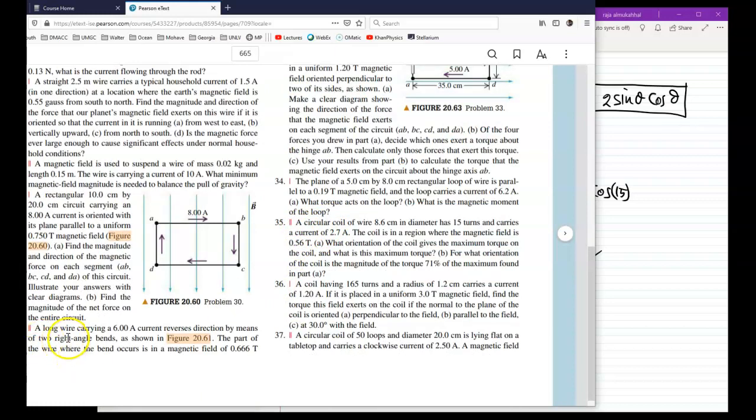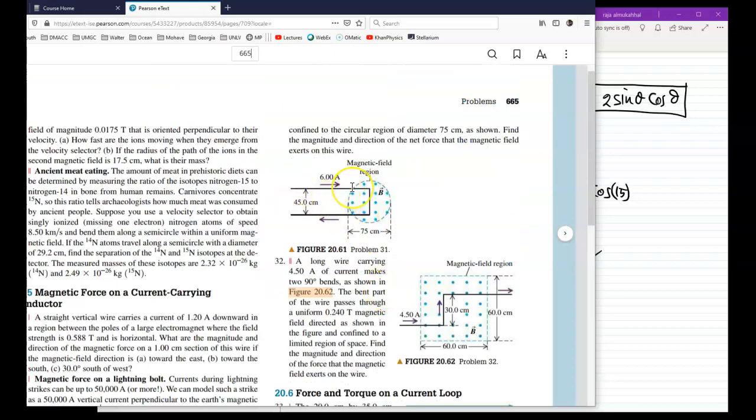He says a long wire carrying 6 amp current reverses direction by means of 2 right-angle bends. See, the current is going this way initially from left to right, and then it goes through. This is the 2 right-angle bends like that. There is a magnetic field pointing out of the page. You see what I'm saying? The width or the diameter of the magnetic field is 75 centimeters. And then it goes this way and then down and then this way. And the width of this rectangular wire is 45 centimeter. Got it so far? Okay.